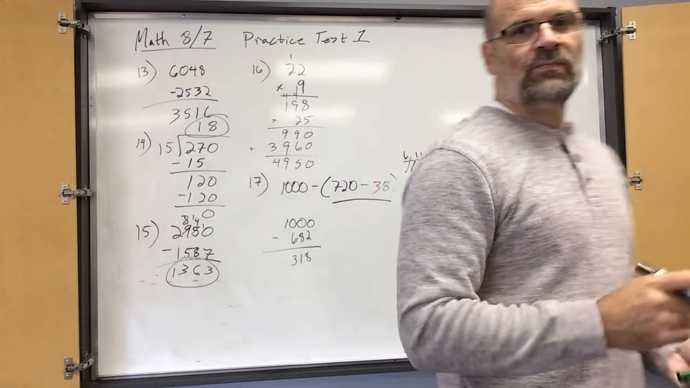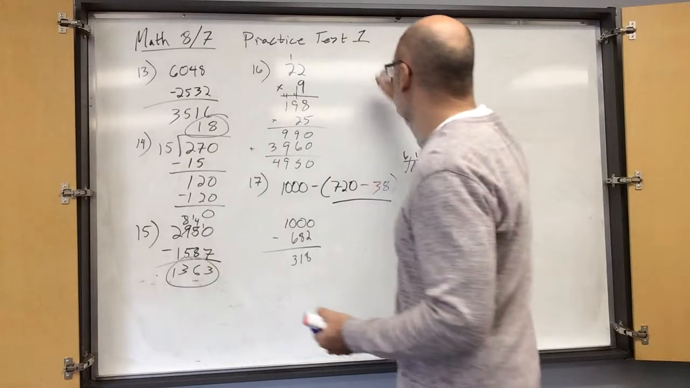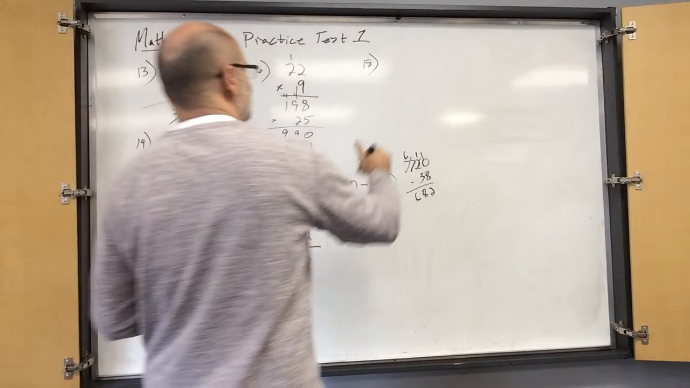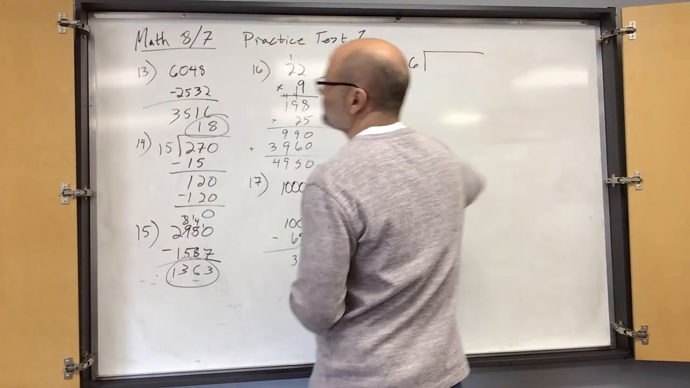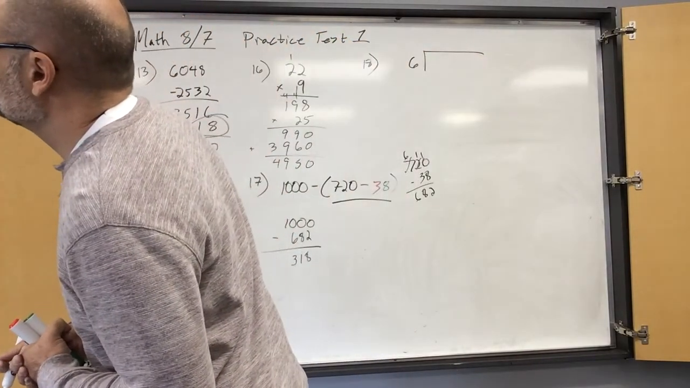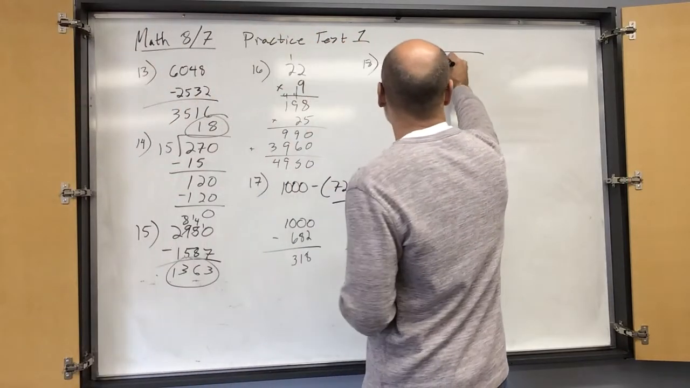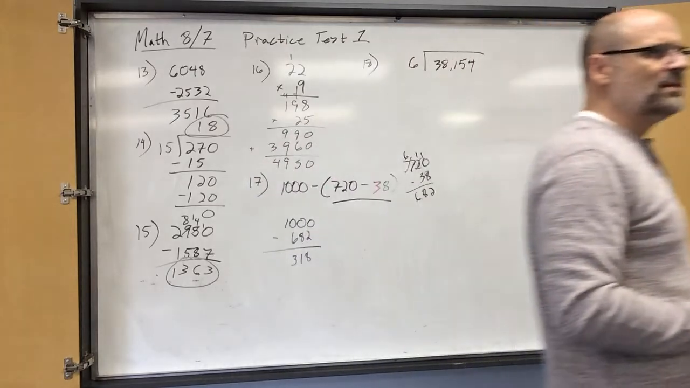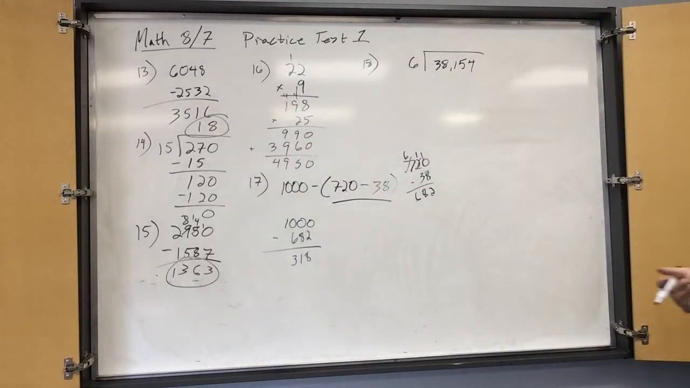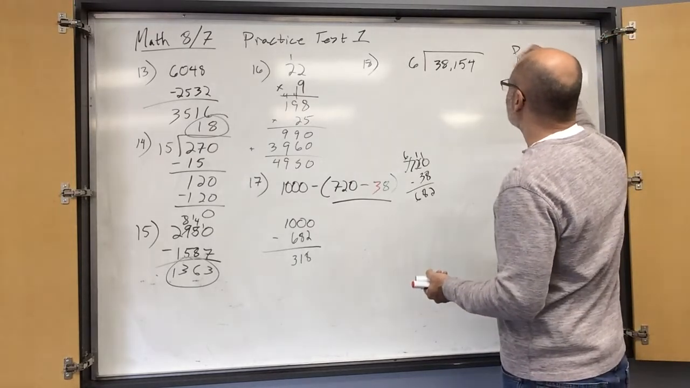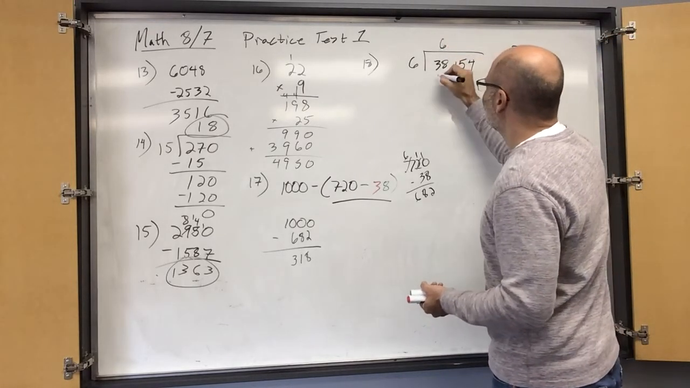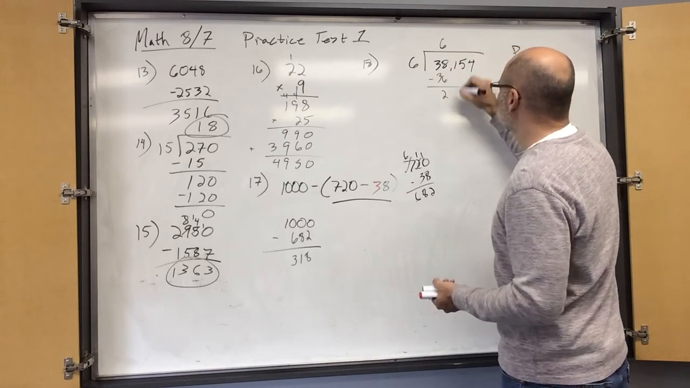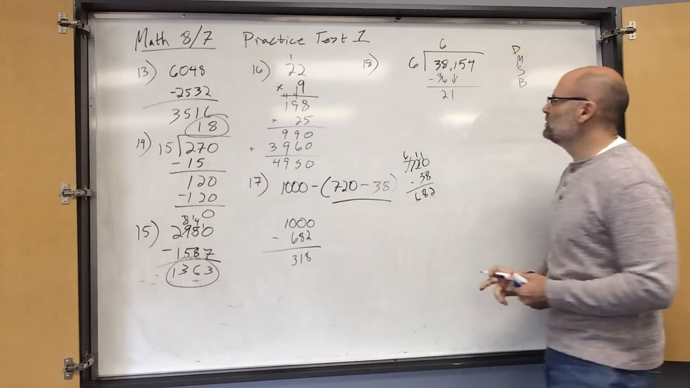All right? All right. Number 18. So this is just a nice dirty monkey smell bad problem. It's always a problem when monkeys smell bad. 38,154 divided by 6. Okay. So start with the 3. 6 doesn't go into 3. How many times does 6 go into 38? 6 times. Now multiply. 36. Subtract. Then bring down. And then rinse and repeat.